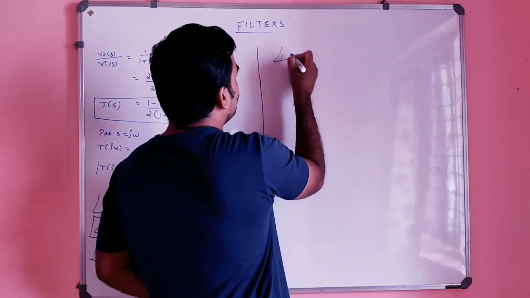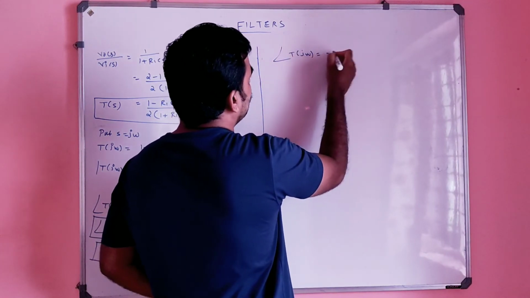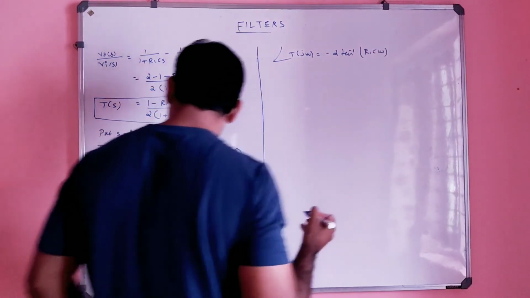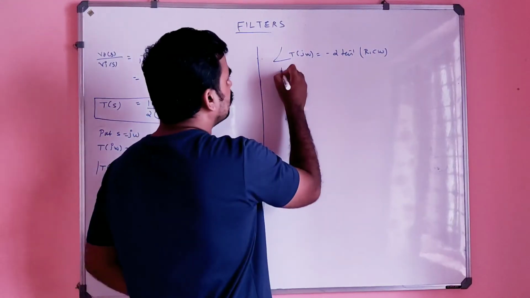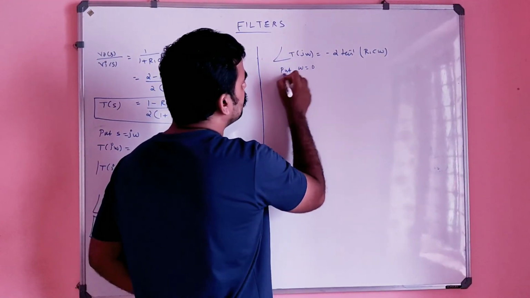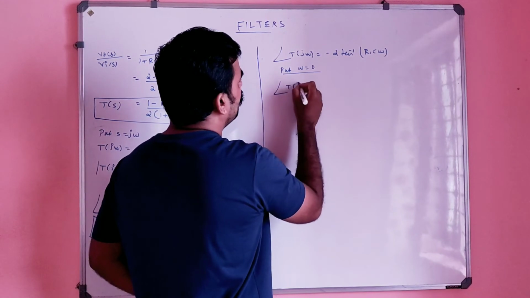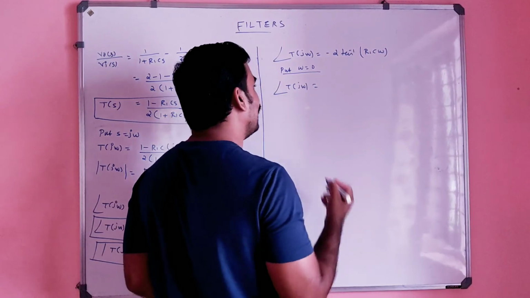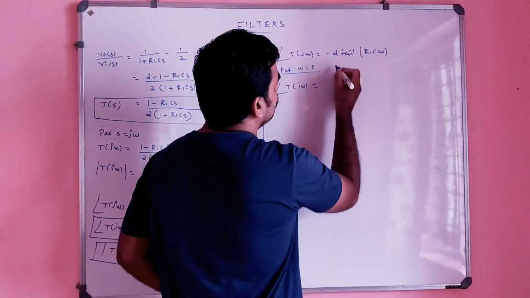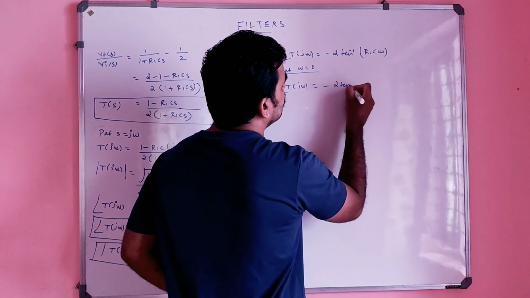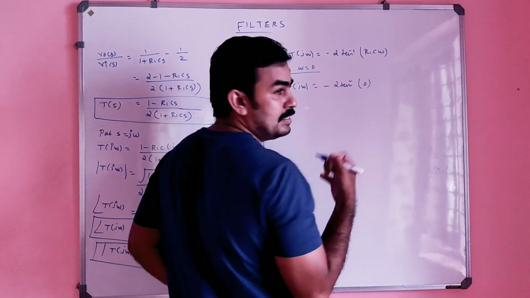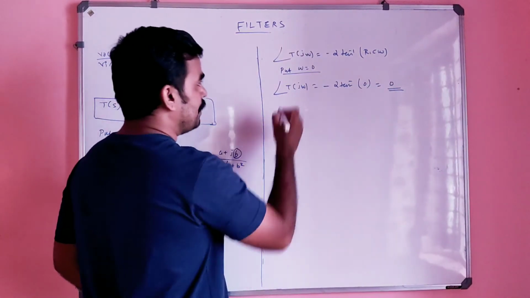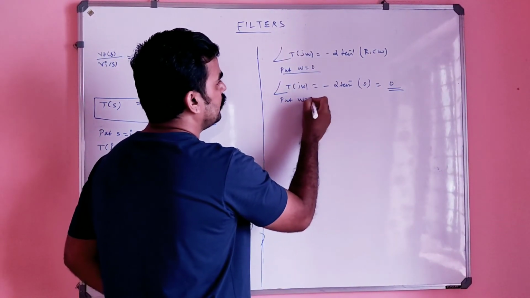We have the angle equation as what? T of j omega is nothing but minus 2 tan inverse R1C omega, correct? Put omega equal to 0. What will be the angle? Angle of T of j omega will be equal to angle of T of 0, which is minus 2 tan inverse 0. What is tan inverse 0? It is simply 0, right? So 0.